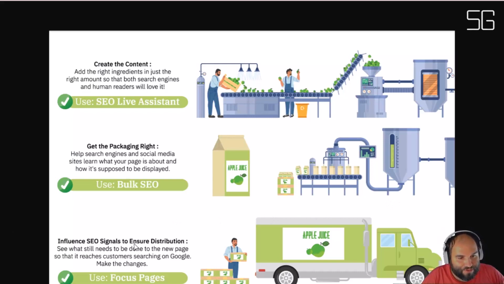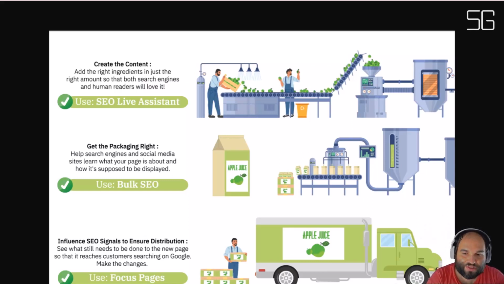So influence SEO signals to ensure distribution. See what still needs to be done to the new page so that it reaches customers searching on Google, and then make the changes. Don't just think about the changes, make the changes. In order to do this, you will use focus pages. So now you finally know why I need to look at the SEO Live Assistant, the bulk SEO, and focus pages.